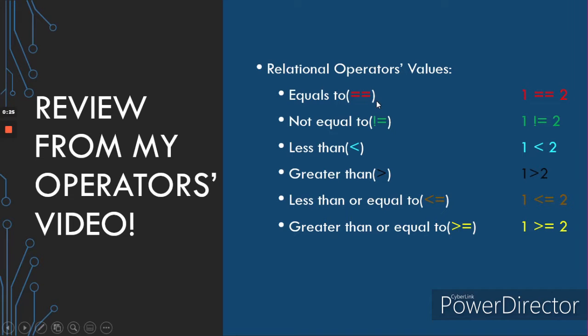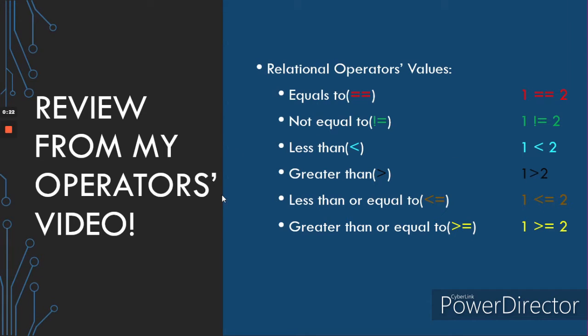The first one, equals to: when you type this code in Python, it checks whether 1 is equal to 2 or not, and as you know that 1 is not equal to 2, we will get the value false. In simple words, equals to determines whether two values are equal or not. Moving on, not equal to determines whether two values are not equal. So when you type 1 is not equal to 2 in Python, the value you will get is true, because as you know 1 is not equal to 2.